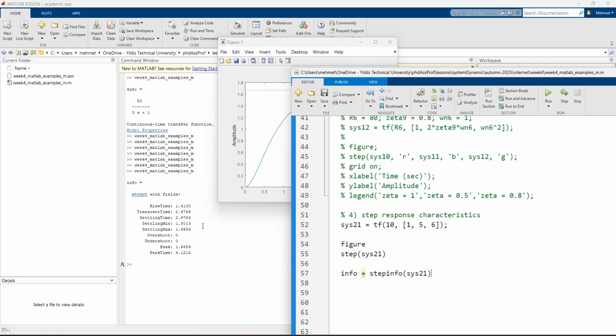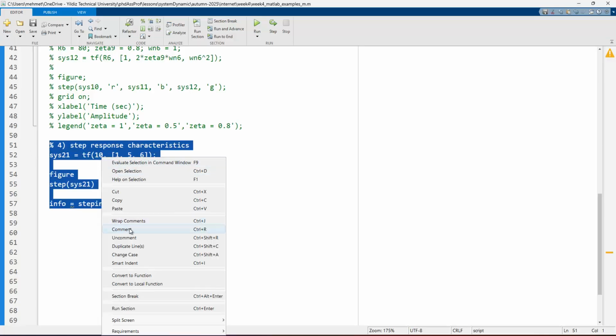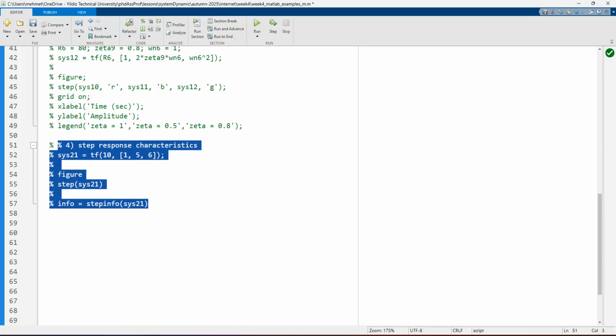And this is useful information about how we can track our system, or how we can optimize or improve our system response in the time response characteristics, okay? You can use this function either. Okay.